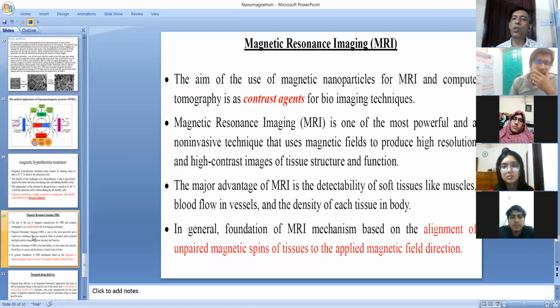The next one is the MRI technique. If you see an MRI machine, what will happen? You have to go inside the machine, and they will push some solvent or some material into your vein. That is mainly iron oxide nanomaterial. They will push iron oxide nanomaterial into your vein.